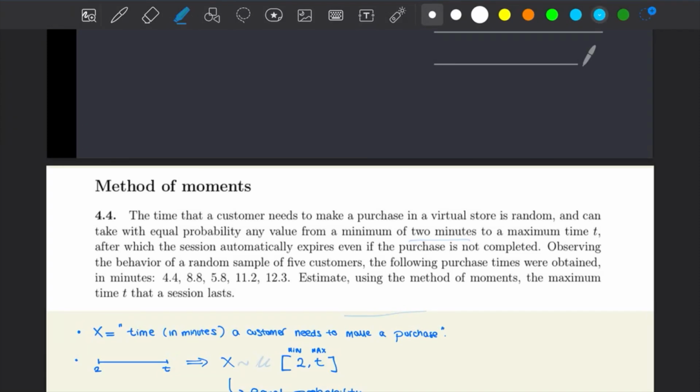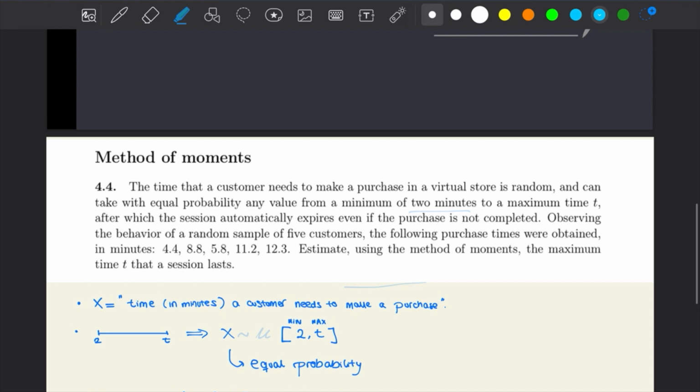We're going to explain exercise 4.4, and the statement says: the time that a customer needs to make a purchase in a virtual store is random and can take with equal probability any value from a minimum of 2 minutes to a maximum time of t, after which the session automatically expires even if the purchase is not completed.